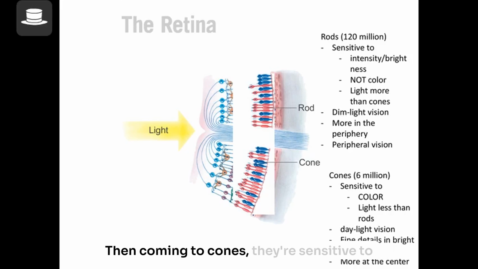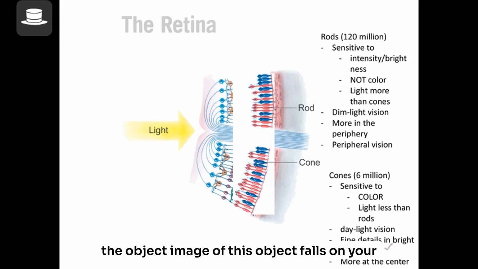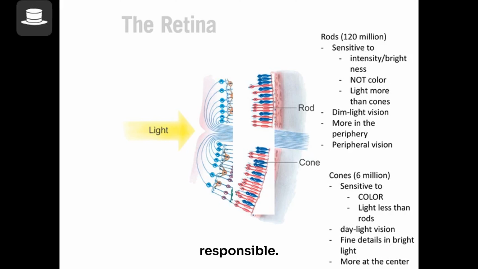Then coming to cones, they're sensitive to light and they're only 6 million, less than rods, as you can see. They are for daylight vision and they're responsible for determining the fine details in the bright light, and they're more at the center. So that's why when you're looking at an object and trying to know the specifics of it, you put it close enough that the image of this object falls on your fovea, which is 100% cone cells, which are responsible for capturing the fine details of light, including the color.